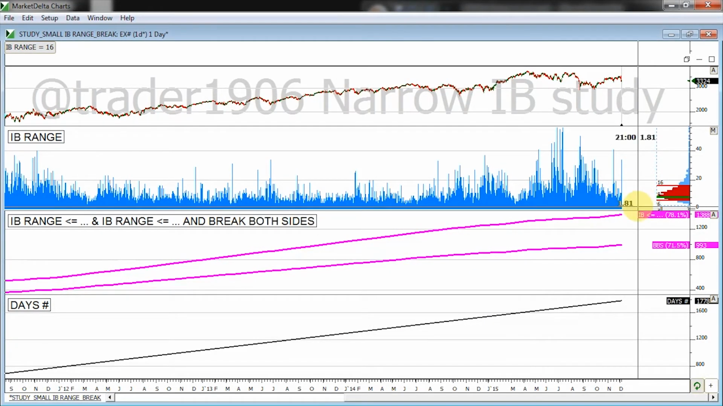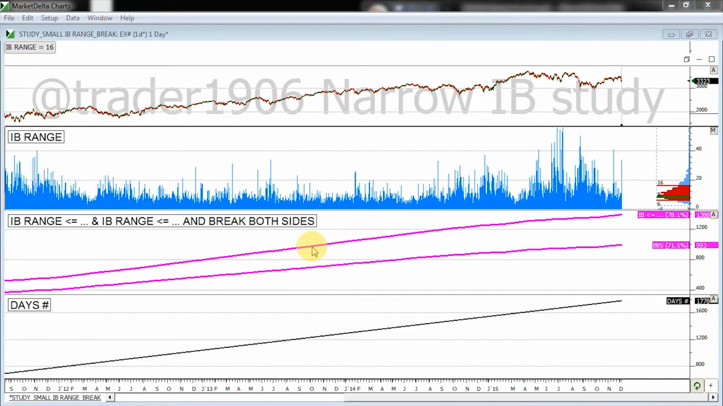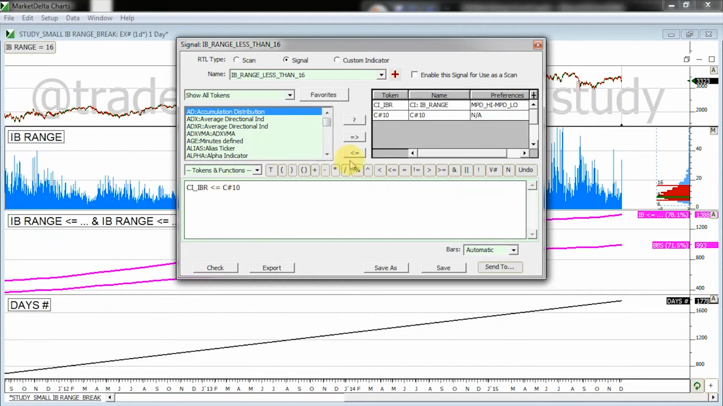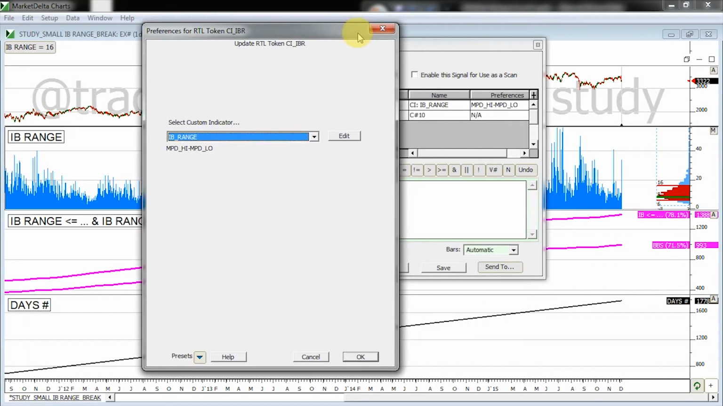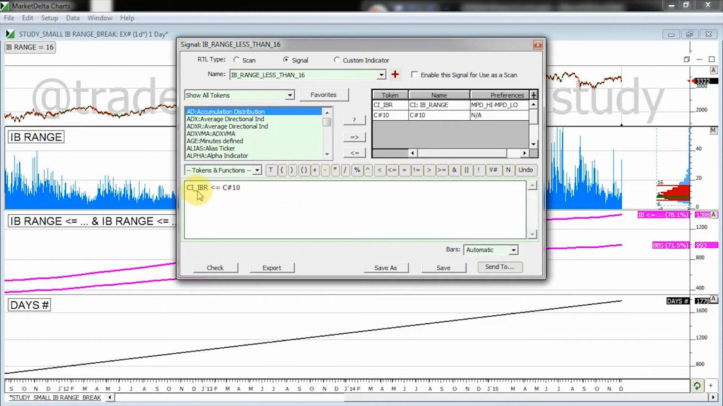Then to create an indicator that sums up how many IBs are less than 16, we need to create a signal. So the signal itself, if I double click here, you'll see this is saying, okay, what's the signal? And then it will sum up how many times that signal occurred. So we'll first look at the signal. The signal in here takes the IB range that we were just talking about, that created the blue histogram, and that's CI underscore IBR, and then we say is less than or equal to cPound 10, which is this variable we set here.